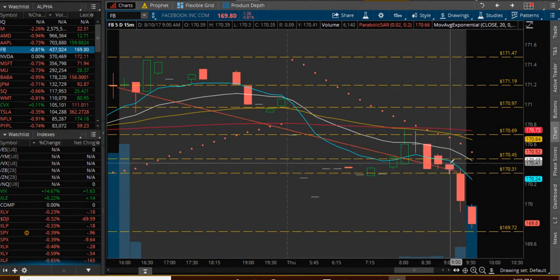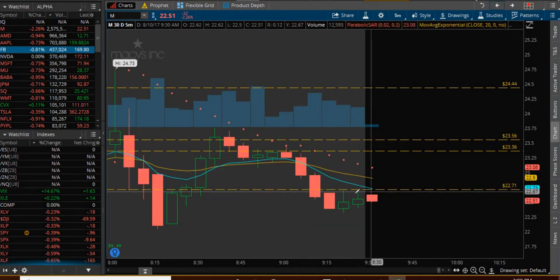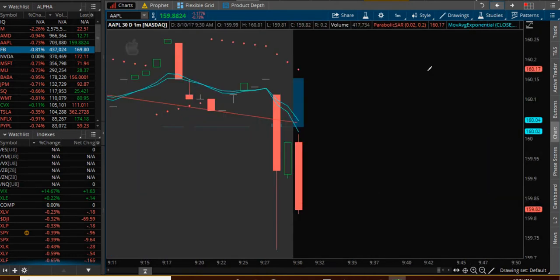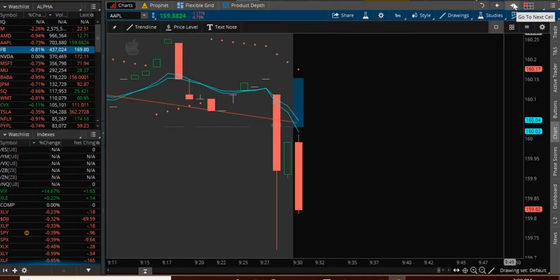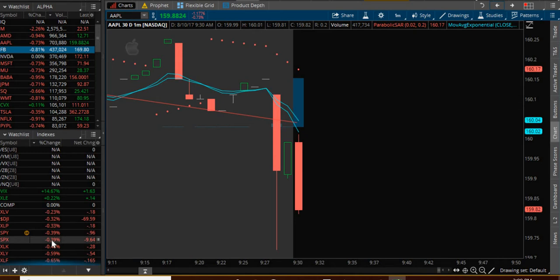Our price action is below our EMA and our parabolic SAR on Facebook. The same with Macy's. The same with Apple. Right? So we're pretty much in line with market conditions. Most of our sectors are red except for the energy sector. So what you will see is that the energy stocks are going to be going up or upticking. All the rest of these have pretty much gone down the trash can.